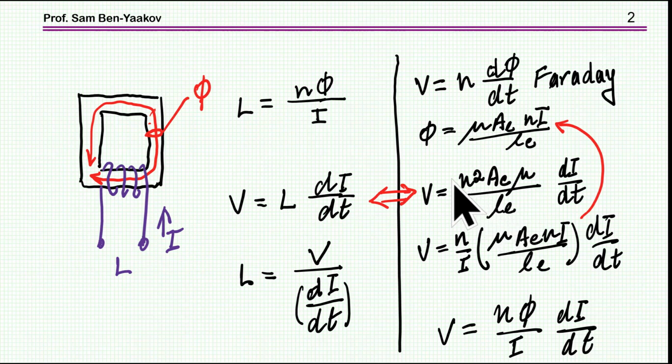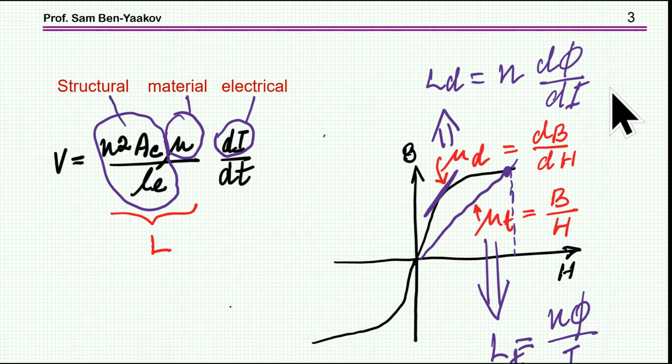Okay? Now, rearranging this by taking out N divided by I and multiplying it by I, we end up with this part here, which is exactly phi, the magnetic flux. So therefore, we find that V is equal to N phi over I, so this is this definition here, L, times di/dt. So let me just summarize that the definition of L is really a consequence of Faraday's law.